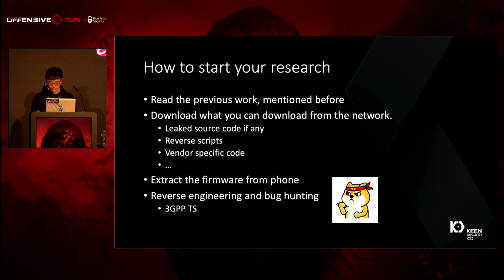Next is to extract the firmware from the target phone. This can be a difficult step or just an easy win. After you get the firmware, you can start your reverse engineering and bug hunting. In this process, you may need to learn the 3GPP technical specification, and this step can be very boring. But be patient. The more you know the target, the higher the chance you find a bug.